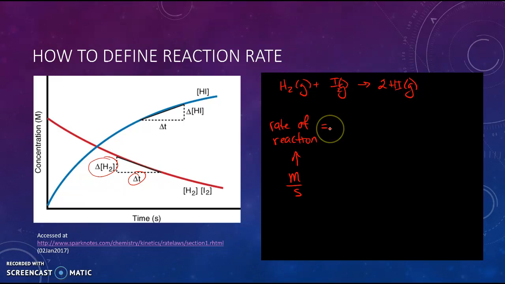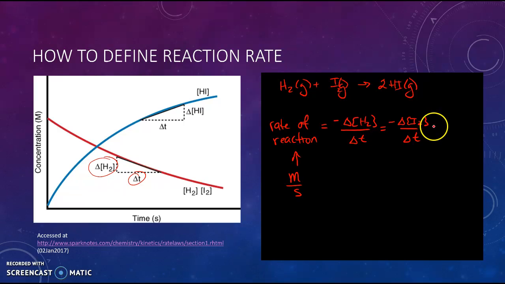I could say that this is equal to the rate of disappearance. Now, something about the rate of reaction is we always want it to be positive. The concentration of hydrogen will be going down over time, so this delta concentration of H2 is going to be negative. So I'll put another negative sign out here to make the whole thing positive. Or I could also say it's equal to the change in concentration of I2 over time.